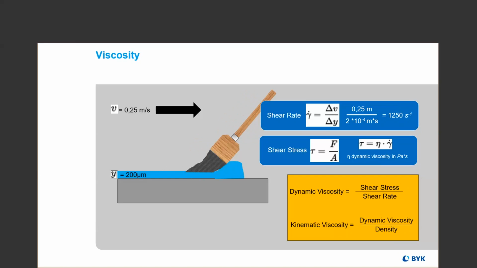And from those two things, shear stress and shear rate, we can calculate the dynamic viscosity, which is the shear stress divided by the shear rate. And also the kinematic viscosity, which is the dynamic viscosity divided by the density of the liquid. So we have two forms of viscosity, one that takes the liquid's density into account and one that doesn't.